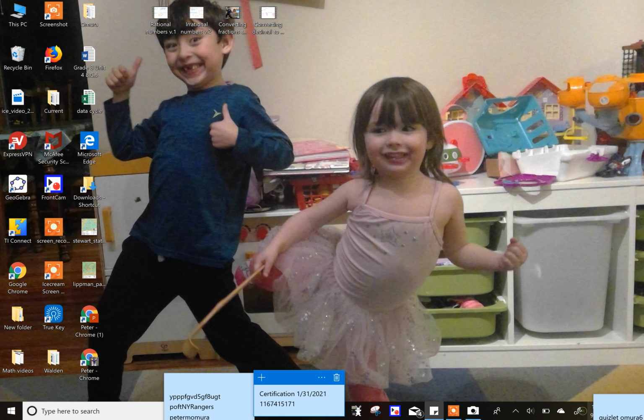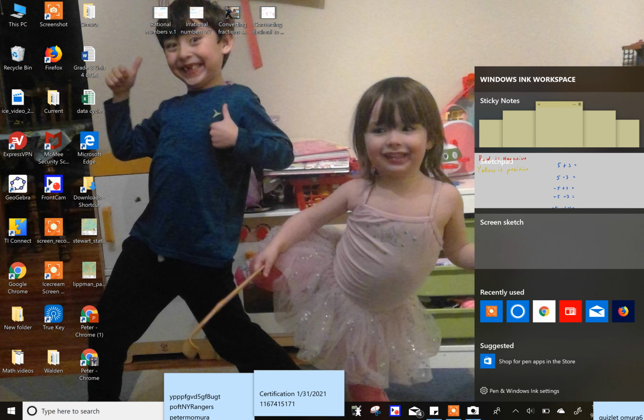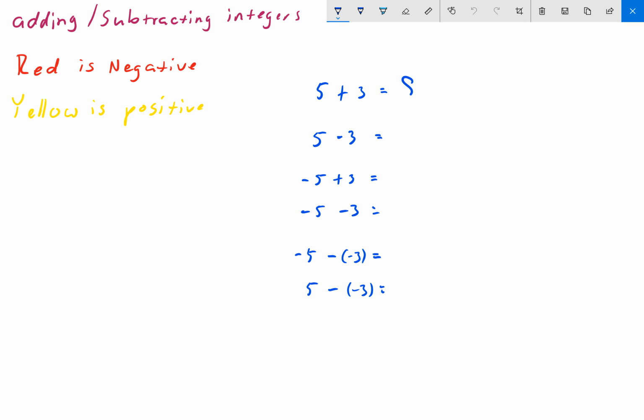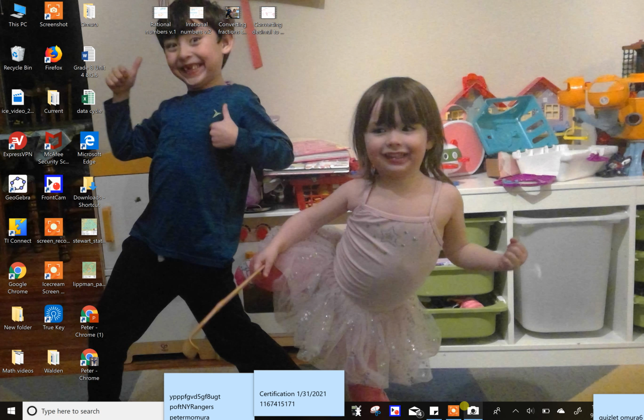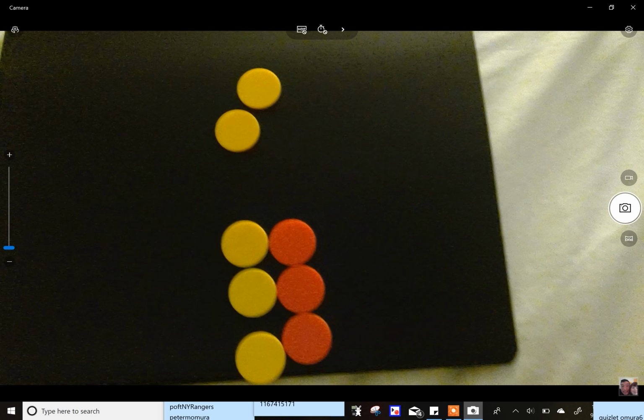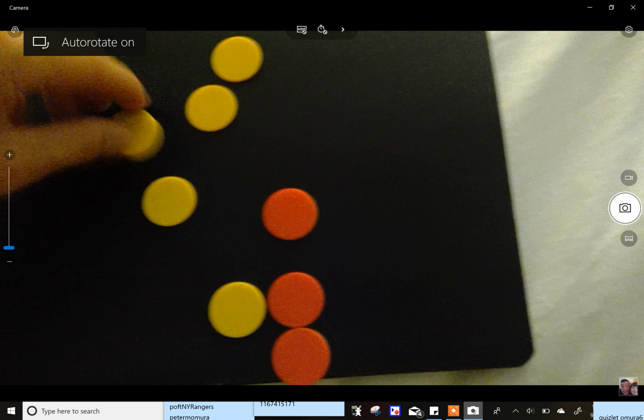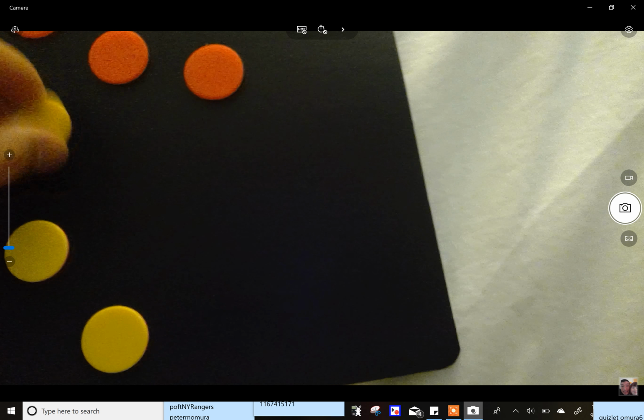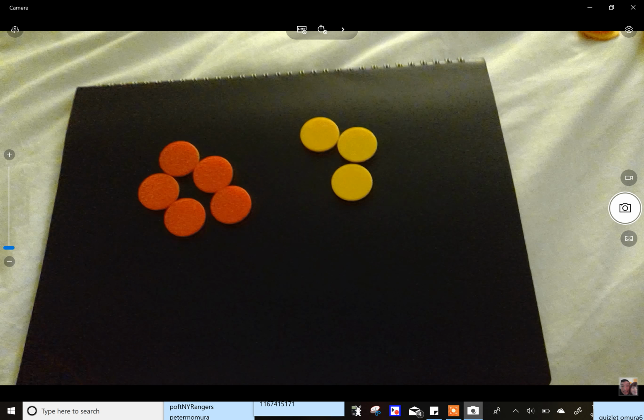Alright. The next one I had was, so we said this was 8, this was 2. What if I had a negative 5 and a positive 3? A negative 5 and a positive 3 will look like this. I need 5 negatives, so 1, 2, 3, 4, 5. I have 5 negatives and 3 positives. So a negative 5 and a positive 3 looks like that.